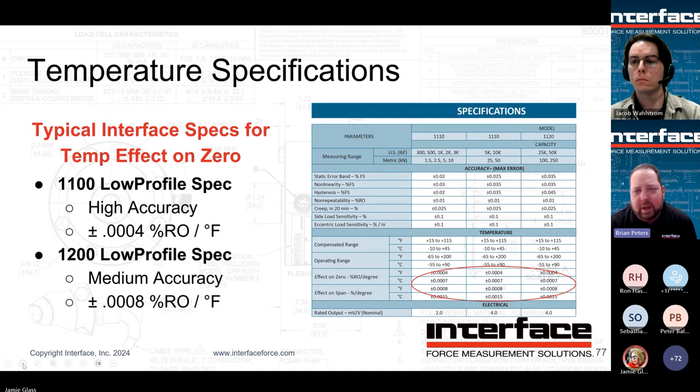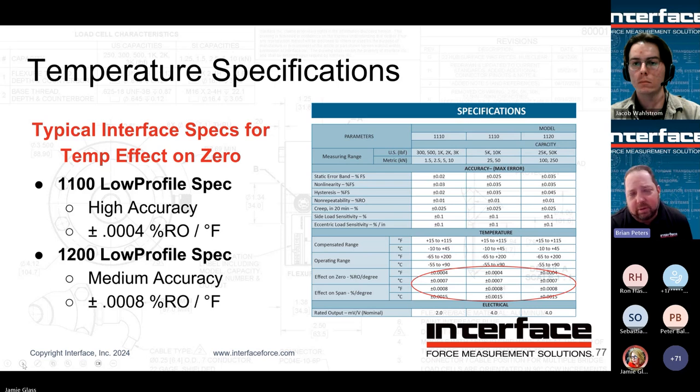So what does this mean? Well, here's a couple examples of just how tight we can control temperature. Again, our proprietary gauges allow us to really tighten up these specs compared to what you'll find on most force sensors. Our 1100 series, which is our precision model, we're down to 0.0004% of rated output per degree F. So even a 100-degree swing on the 1100 series is going to be 4 pounds on a 10,000-pound load cell.